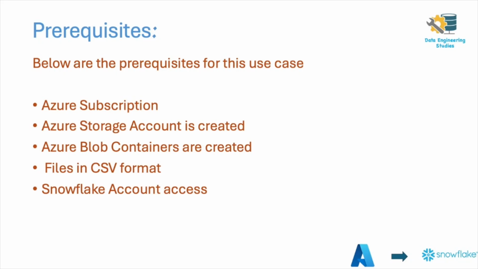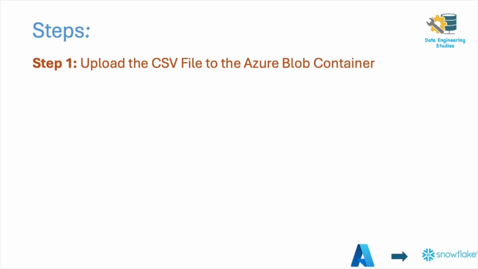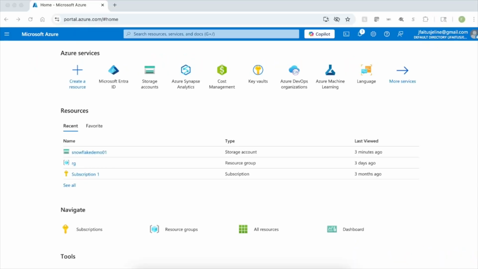The first step is to upload the CSV file to the Azure Blob container. Let's implement the first step. Here is my Azure home page. My storage account name is Snowflake Demo01. Let me get into the storage account.